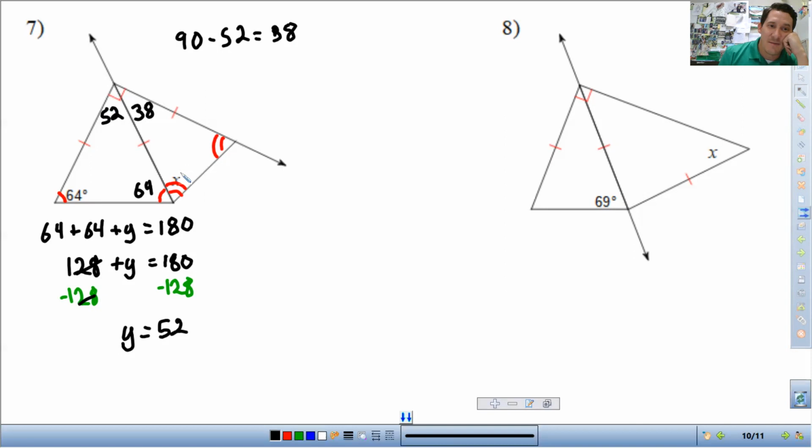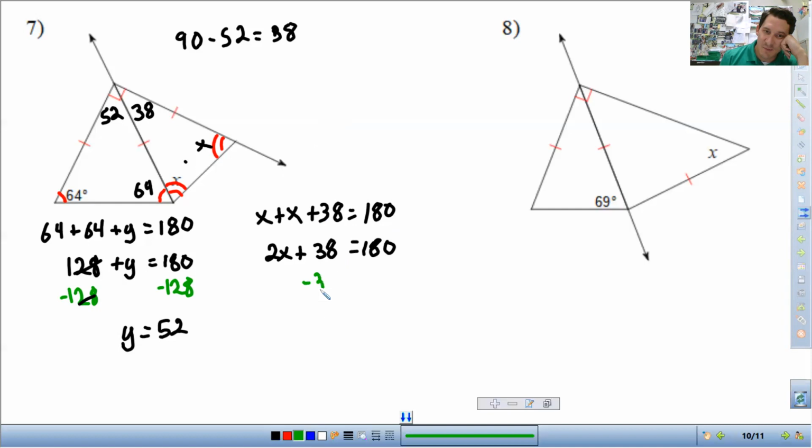Now we have enough information to solve for x, so that's x. And so this is also x, so you can do x plus 38 is equal to 180. X plus x is 2x plus 38. Subtract 38 from both sides. You get 142. So 2x is 142, divide by 2, you get x is equal to 71.